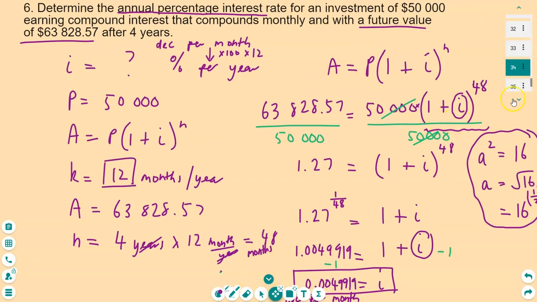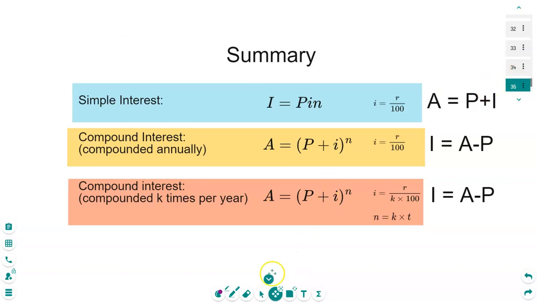I'm going to leave it there before you cry. But actually, I'm not. This is the summary if you want to write this down: simple interest, compound interest compounded annually, compound interest compounded K times per year, that magic K value.